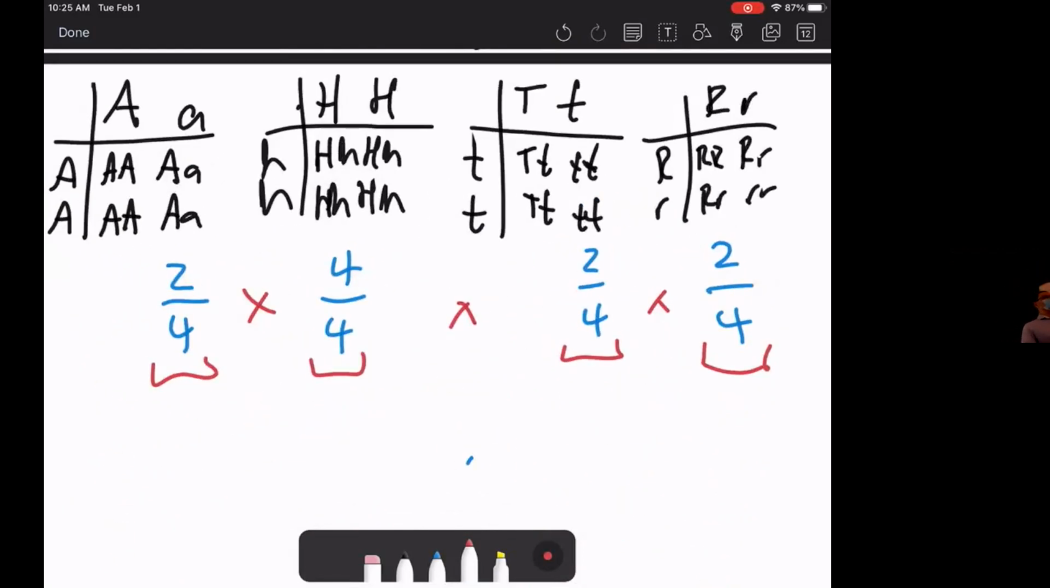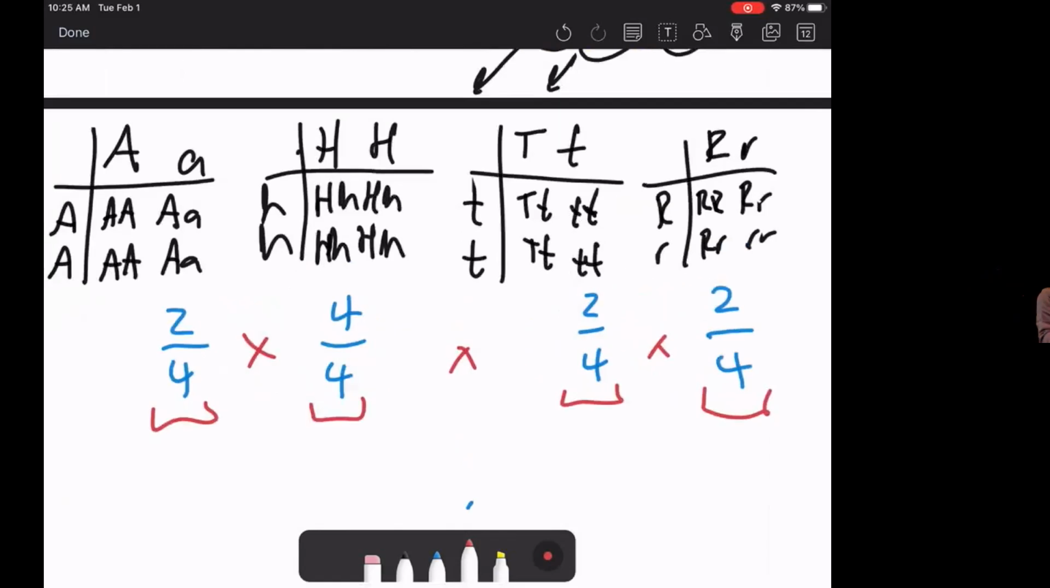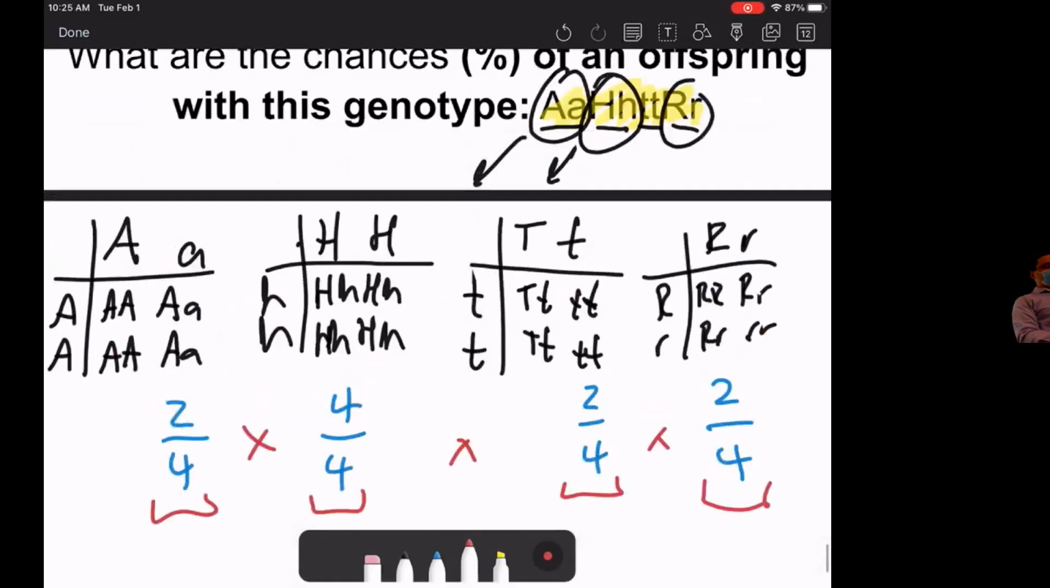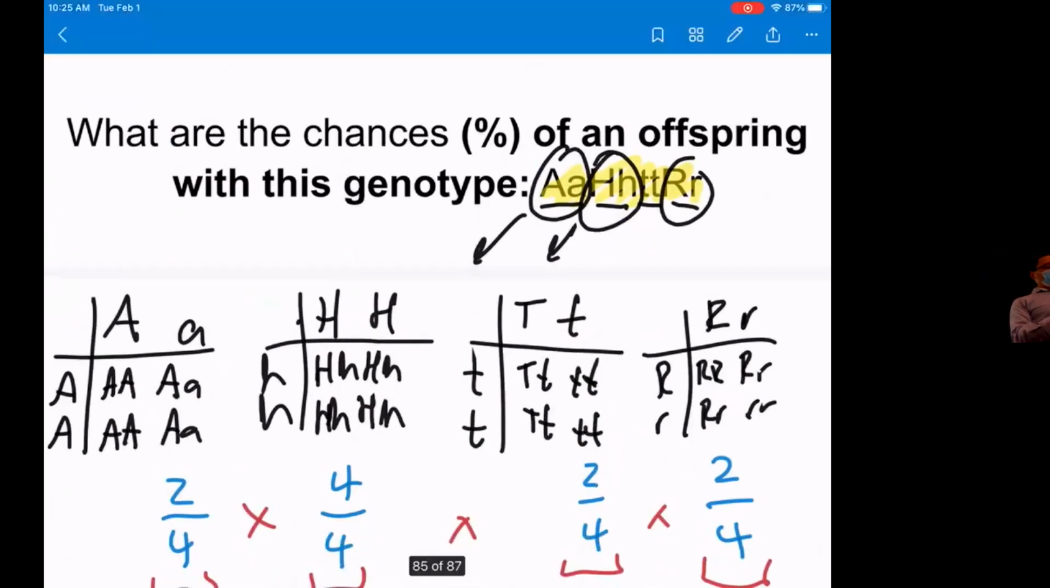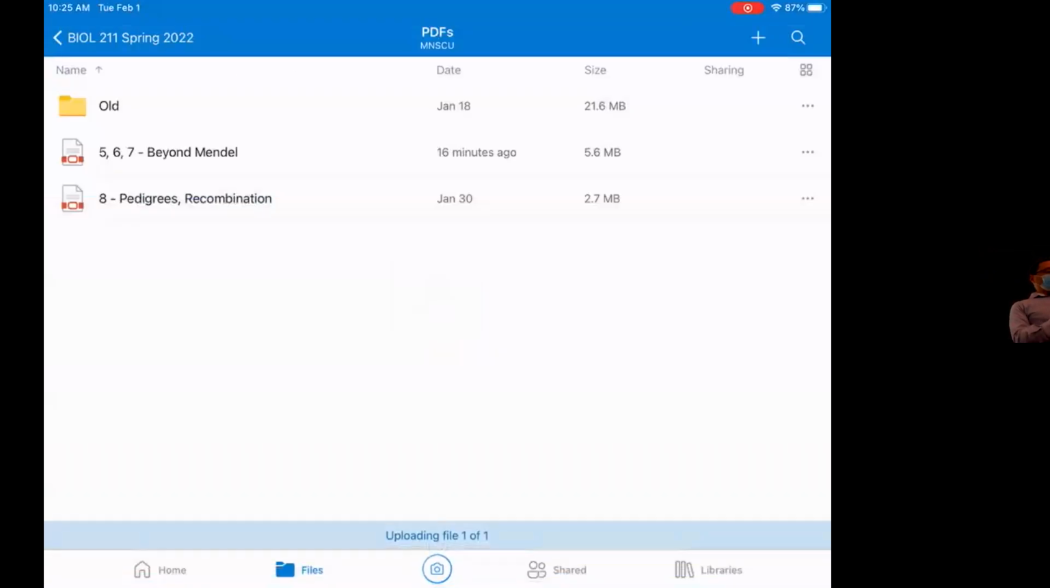So, feeling okay about this one? Multiple genes flying around. Probably won't ask you much more than this, I'd say. Actually, do give me a thumbs up. Yeah, do close to the chest. I can see how people are feeling. Not too bad. Okay. So, that's how you handle those. Go take a look here.